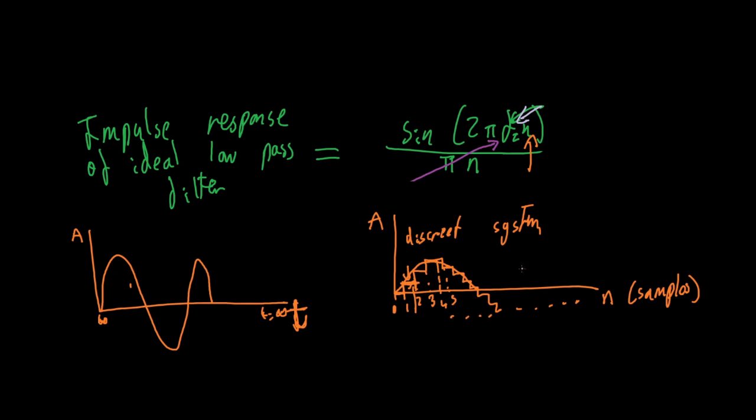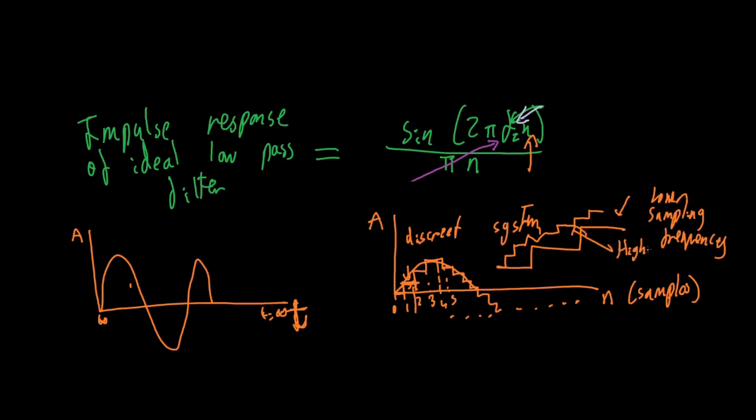So if you have steps like this, that would be a lower sampling frequency. And if you have more of these steps, that would be a higher sampling frequency. And that is, in essence, all n is. n is just the samples of it. The higher your sampling frequency, the more often n occurs.